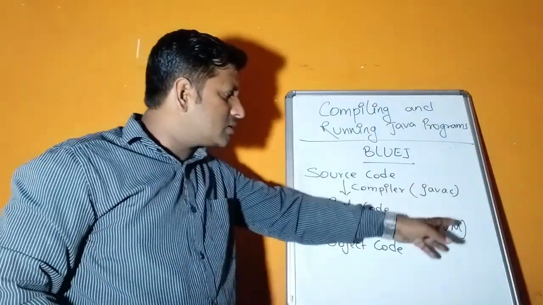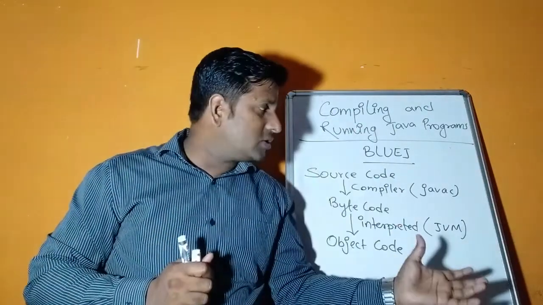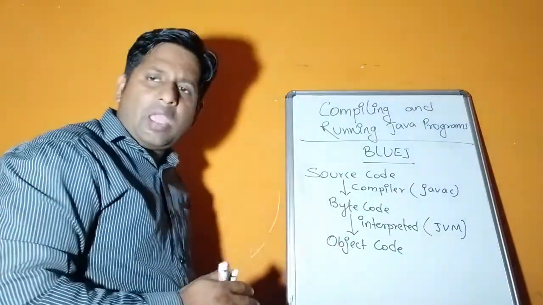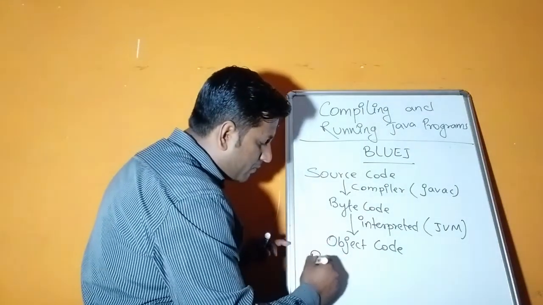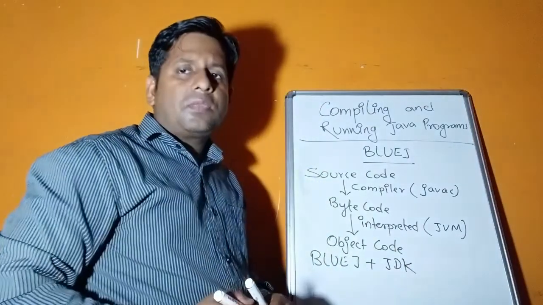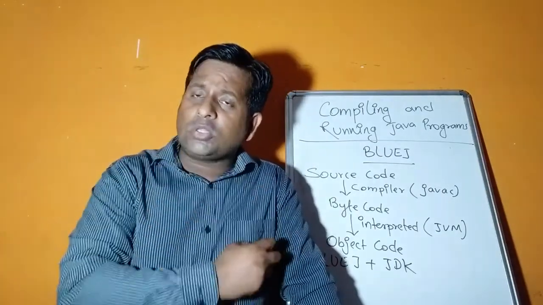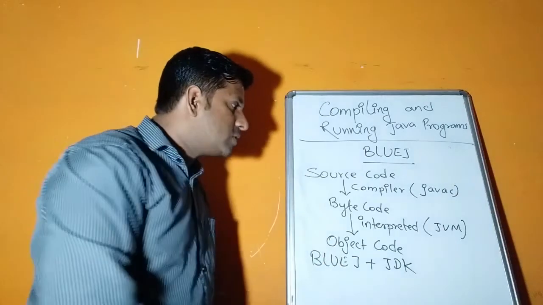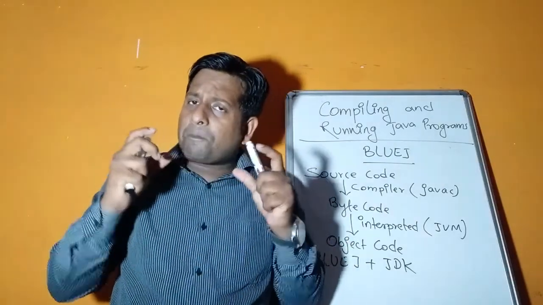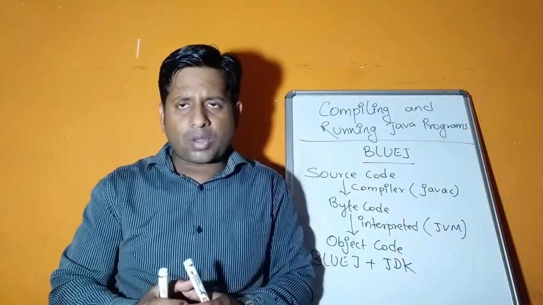Now this compiler, this interpreter, where do they exist in Java? If you remember, when we install Java, we install BlueJ as well as JDK. Along with BlueJ, we install JDK. Now what is JDK? JDK is Java Development Kit. That means it has all the supporting tools, like compiler and interpreter. JDK is the package of tools which are required to compile and interpret Java programs.